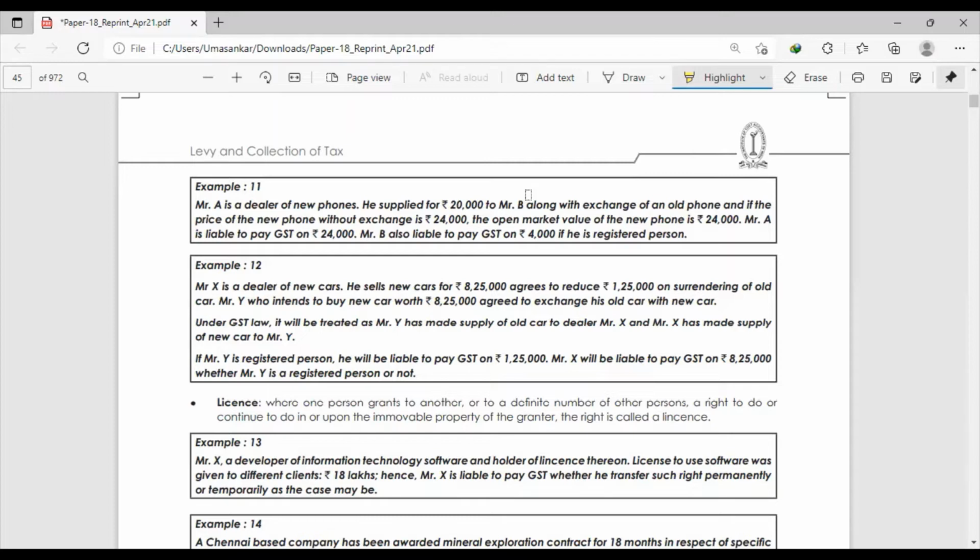So understood? Okay. So old phone value 20,000, new phone value 24,000. He gave the old phone valued at 20,000 and he took the new phone of 24,000. So the rest amount is 4,000. The net effect is that GST will be paid on 4,000, because actually on 24,000 GST should be paid, but as I've already given the old phone worth 20,000, the net consideration is 4,000 only.